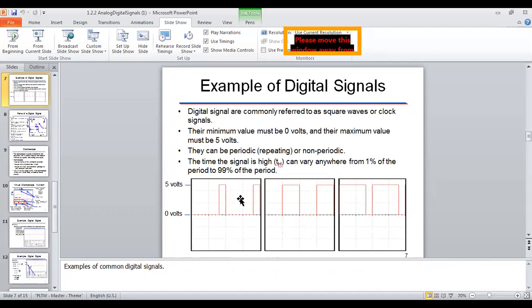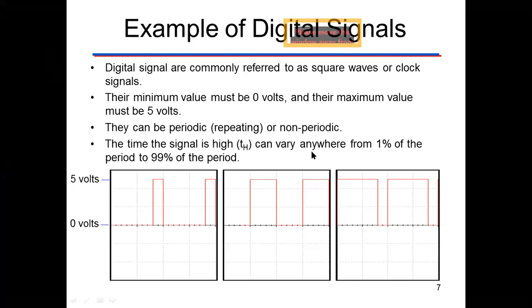We see examples of digital signals. Just notice how none of these go below 0 volts. None of them go below 0 volts. And again, you can read the information there. We look at time high, so I would like to go ahead and show you here about time high and time low.